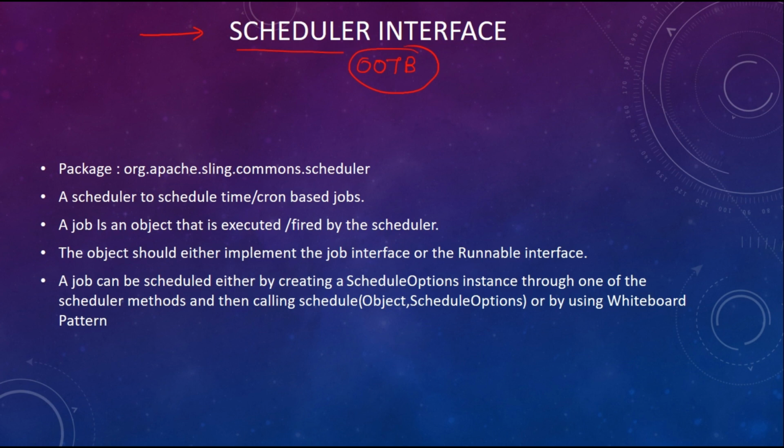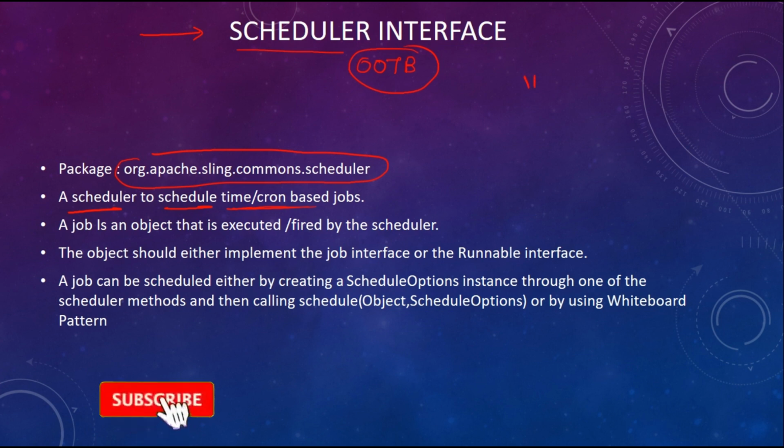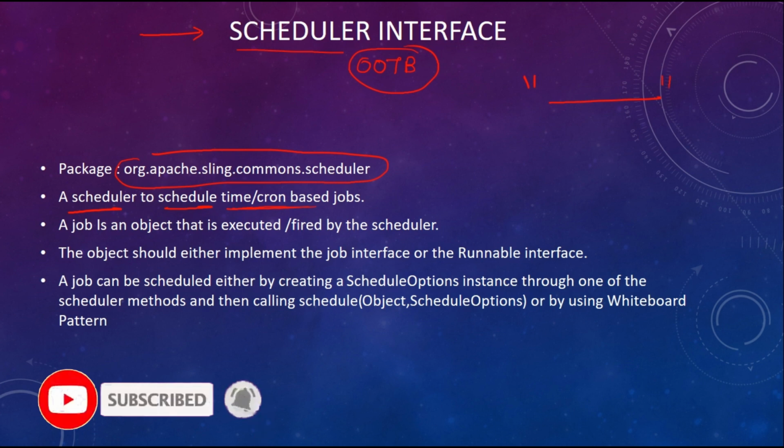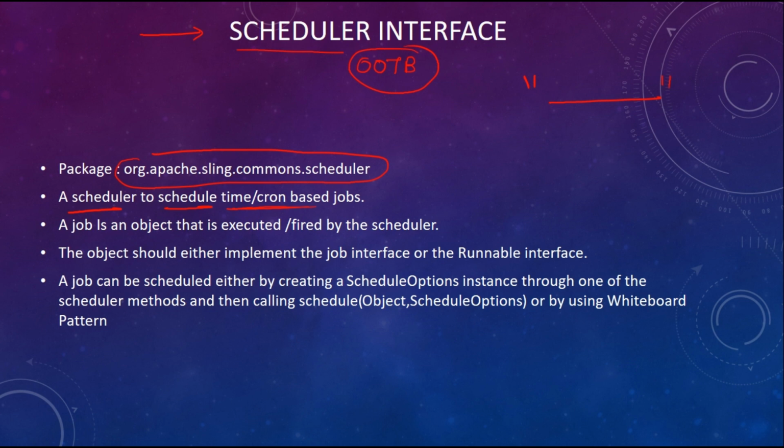Okay, so where is it present? It is present inside this package, org.apache.sling.commons.scheduler. And why do we use this scheduler? For scheduling time-based and cron-based jobs. What does it mean by cron? By using the expression language, based on some expression you can easily define your job. That means you can easily schedule and execute your job on a cron basis. Job is nothing but the object that is executed or fired by this scheduler.